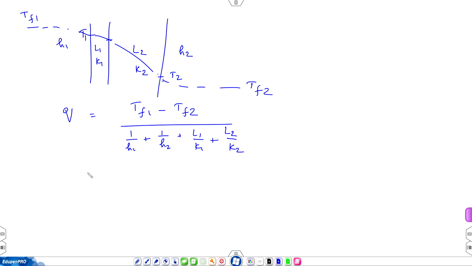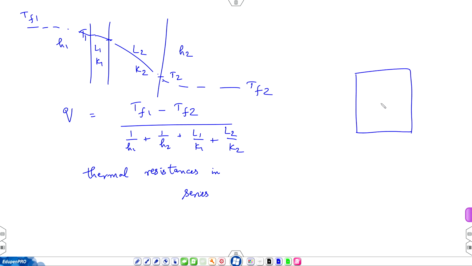An example of thermal resistances in series. In the problem set that has been given to you, you are given a region like this, say 1, 2 and 3, and you have T1, T2. And I ask you how much is the energy transferred from the left plane to the right plane.